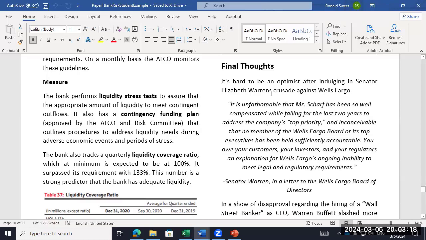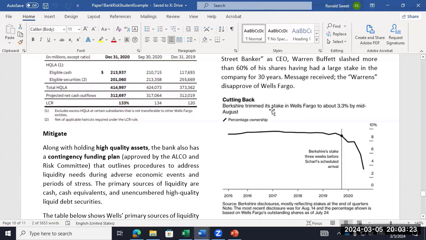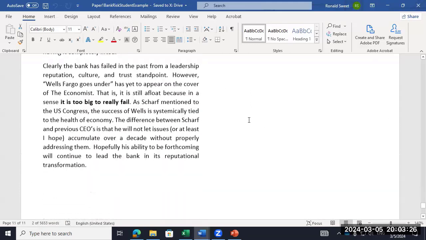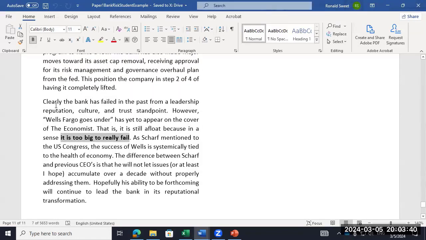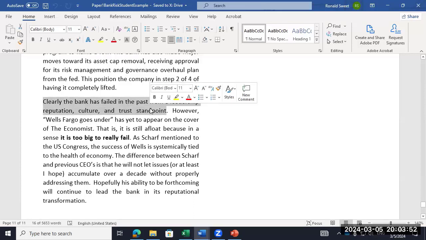So this must be after the blow up, because Warren was after this bank. Some interesting discussions in there. So is it too big to really fail? Could Wells Fargo go under without government bailing it out? Are they under control? Those are the kind of questions you're asking. It's clearly failed. There's some nice comments here. Clearly the bank has failed in the past from a leadership, reputation, culture, and trust standpoint. So they had the advantage that this is the bank that had just recently blown up in the news. So you can obviously say they have a problem because they had a problem. Makes it a little easier to talk about.